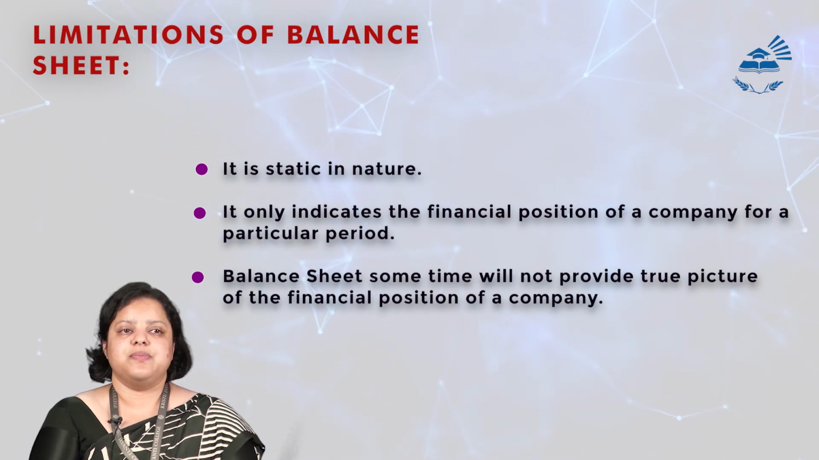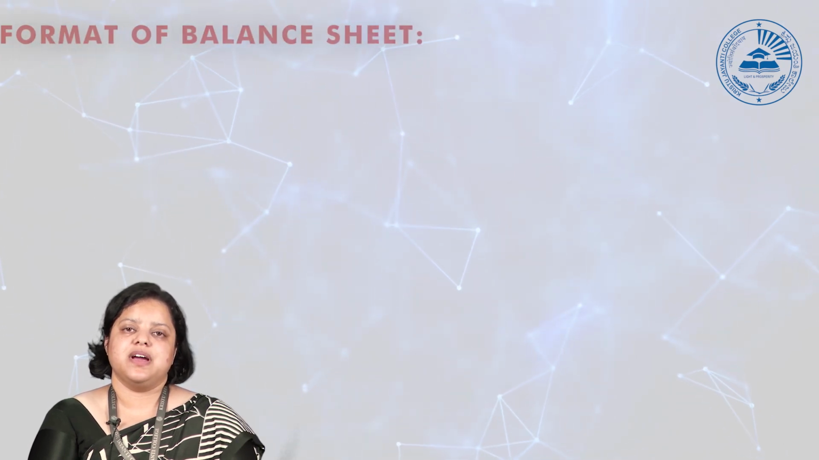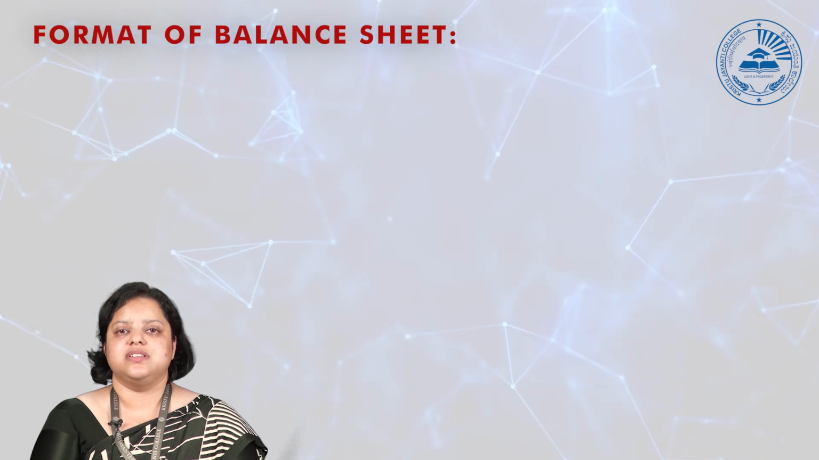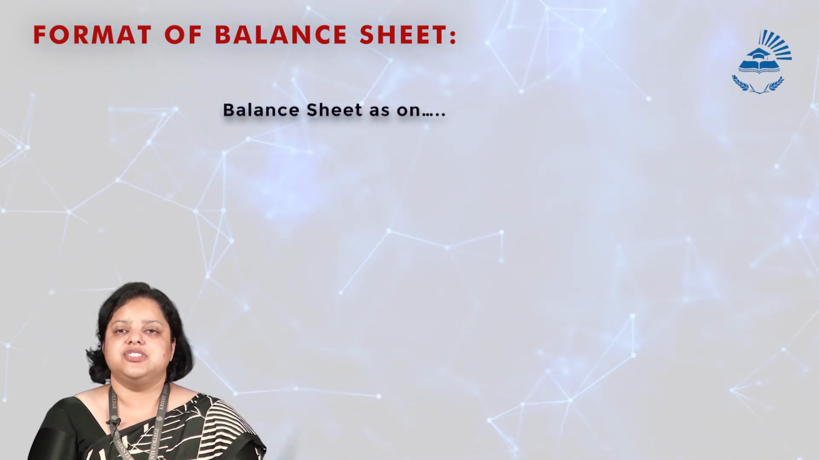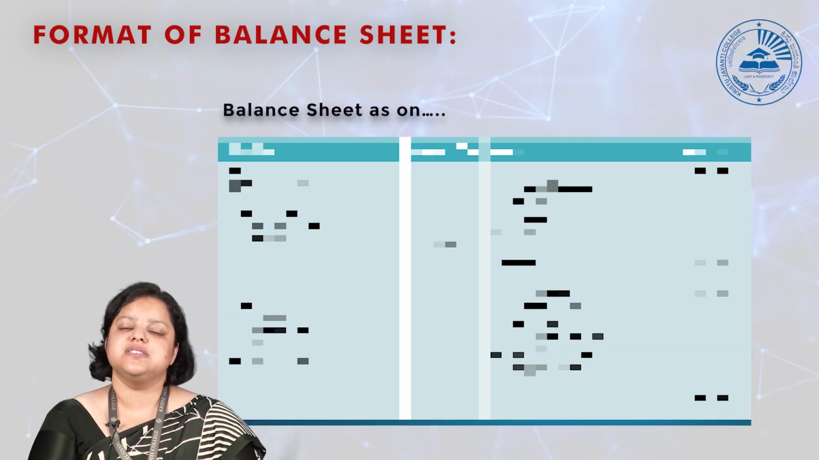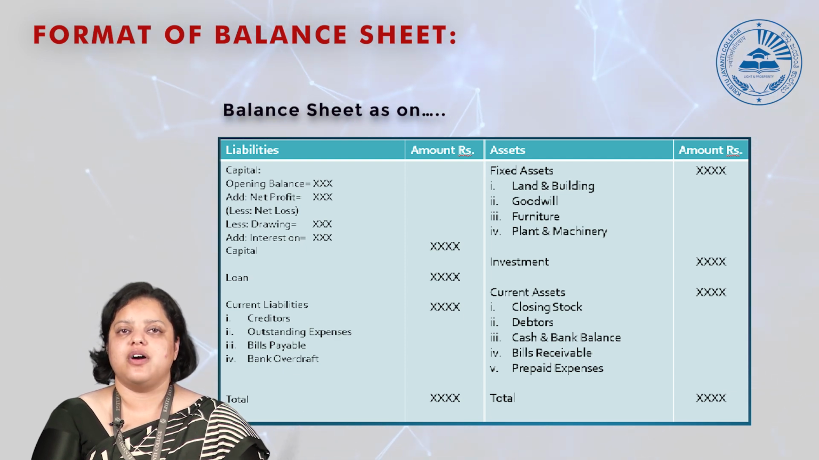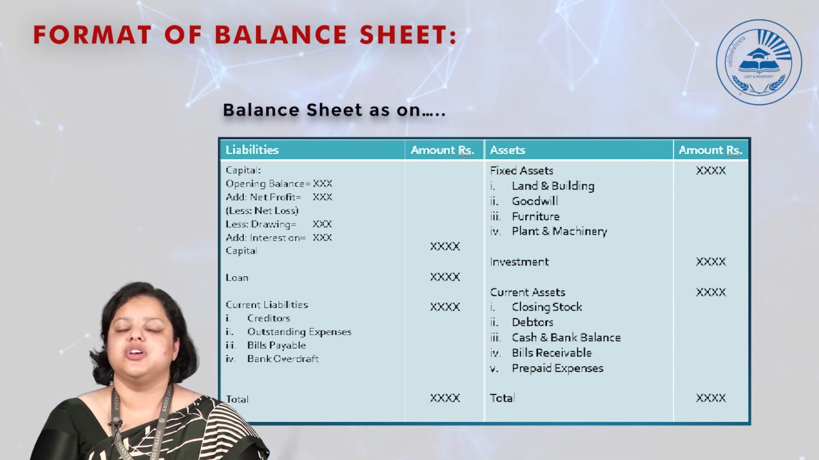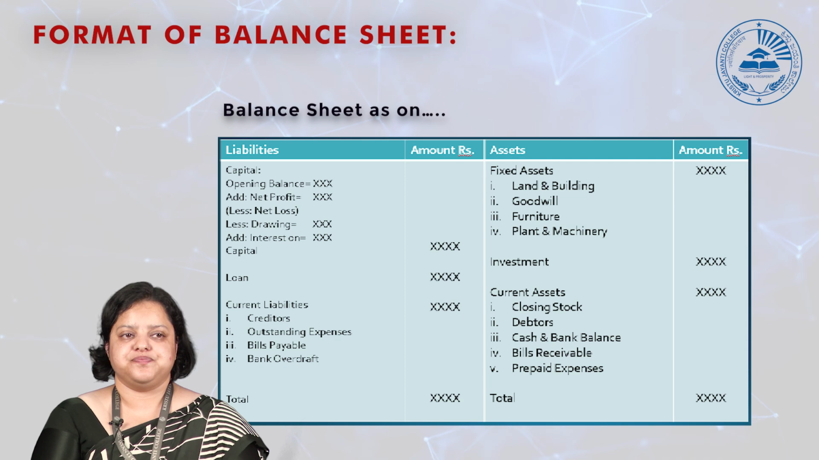So this is the basic format of the balance sheet, and in final accounts, whenever we are preparing any trading account, profit and loss account or balance sheet, we should always start with the date. You can see in the format I have written "balance sheet as on". As on means here we need to mention the date, the last date of the financial year. Our financial year's last date is 31st March, so 31st March 2024 or 2025 we need to mention.